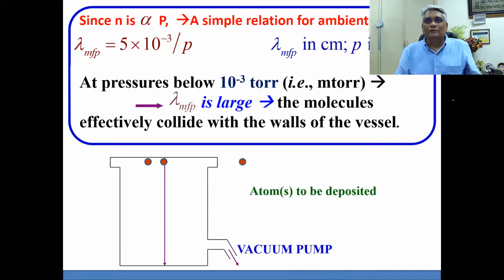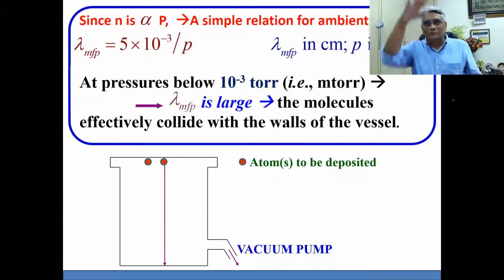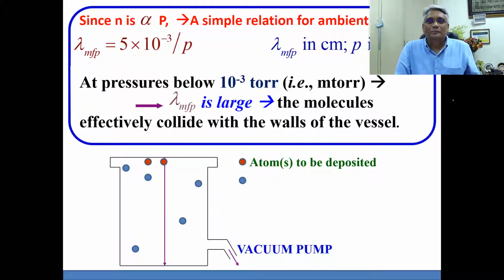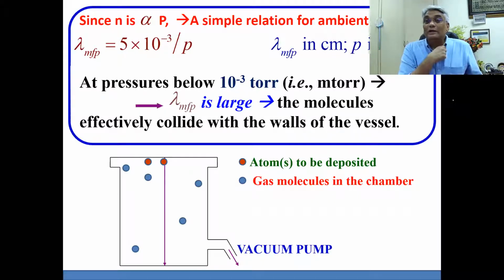So this is a simple depiction to show that if those are the atoms to be deposited on the other side, and all these are the gas molecules, the purpose of the vacuum device, a vacuum pump, is to first eliminate those gas molecules, in cases where gas molecules are not required inside the chamber.